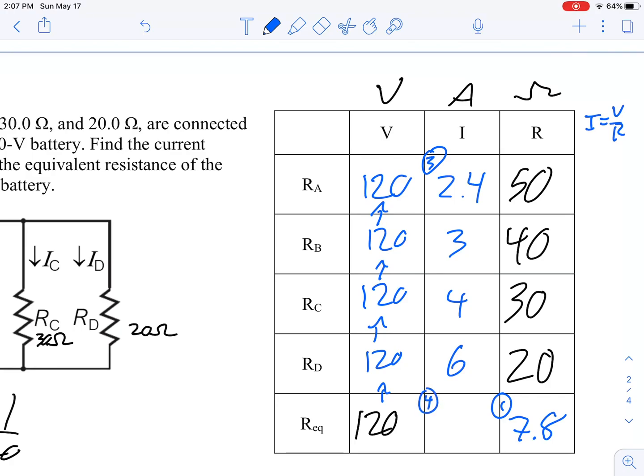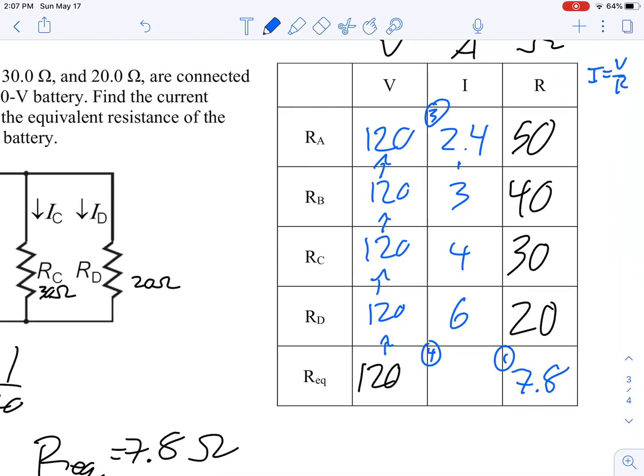The first way you could do it is you could do 120 divided by 7.8. It's like 15.4. Or you can just add up all the currents because all the current adds up to the total current. So for this last one, two ways to do it. You can add these all up to get a total of 15.4 amps, or you could do the voltage of 120 divided by the equivalent resistance of 7.8. Get the same answer. Great way to check your work.